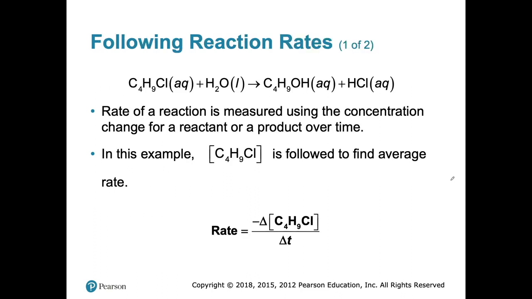So let's apply this to a reaction. We have here this molecule, I don't know what this is, 4, so that would be butane, right? So maybe this is called butane chloride, or chlorobutane, right? Chlorobutane right here, C4H9Cl. It's not so important what the name of it is, right?